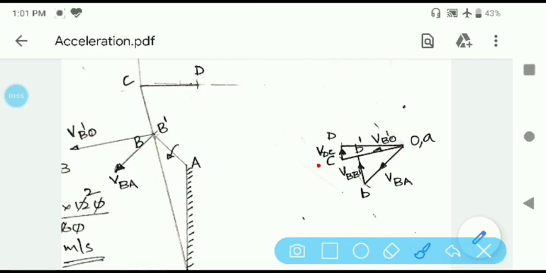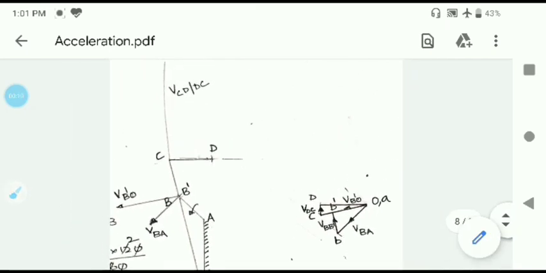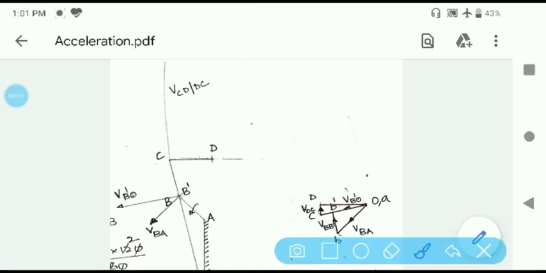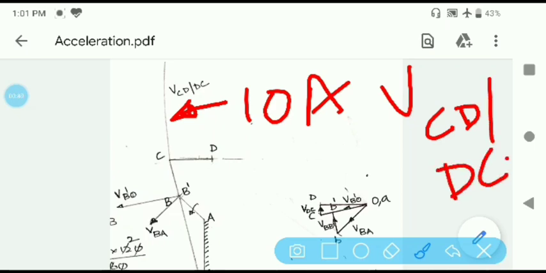After locating C, now we have this link CD. You need to locate the relative velocity of C relative to D or D relative to C, in any way you can take. What you do is, from C you draw a line perpendicular to CD. That line indicates the line of action of the velocity of C relative to D or D relative to C. Regarding that velocity, we don't know the magnitude. The only thing we know is the line of action.